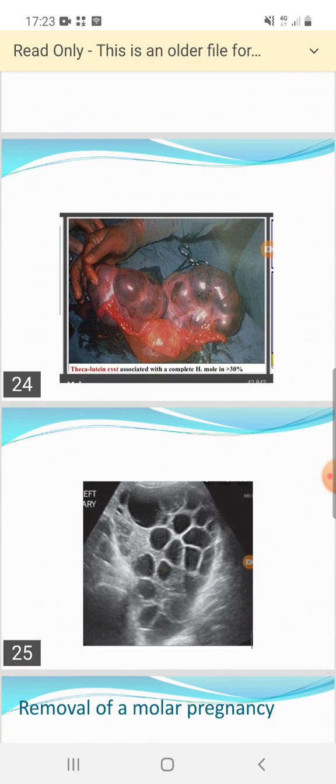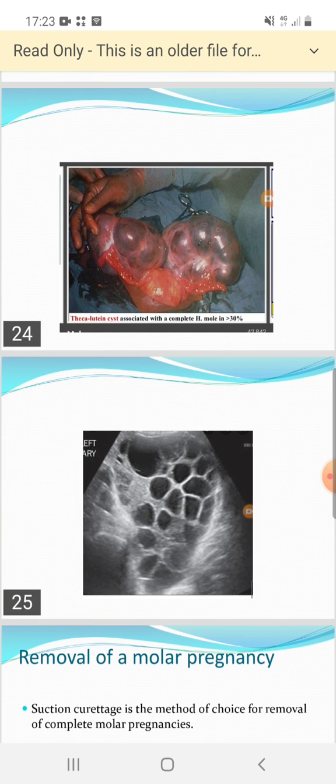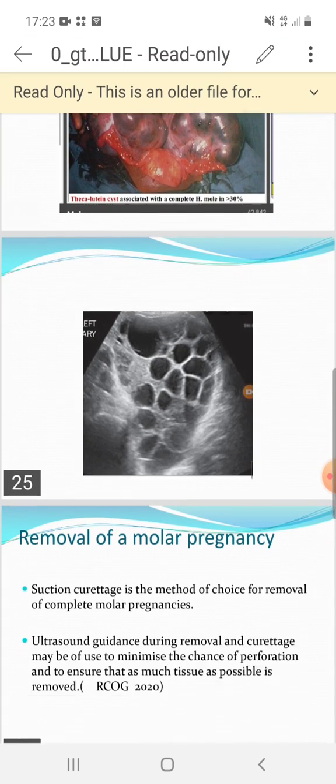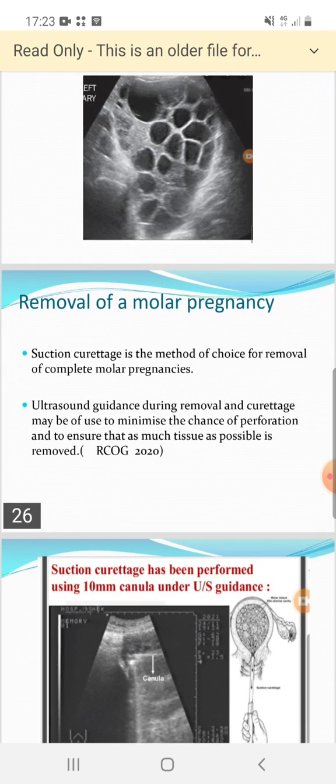This is theca lutein cysts. They are associated with complete mole in 25-30%. This is the picture, and it's very easy to diagnose. You will find snowstorm appearance and both hyperstimulated ovaries.